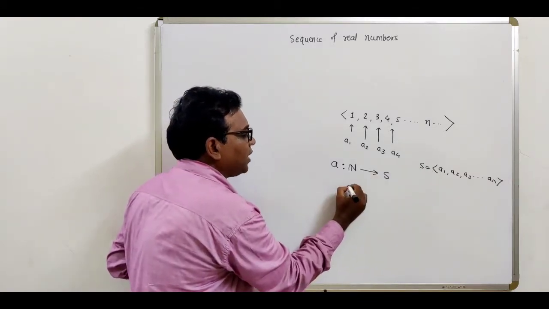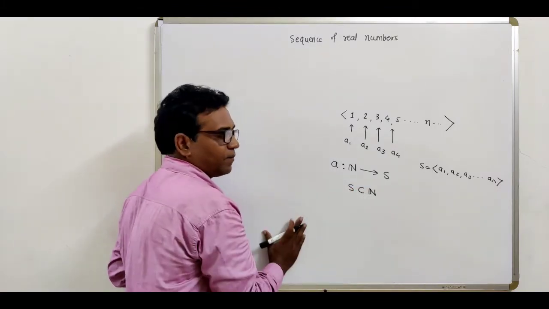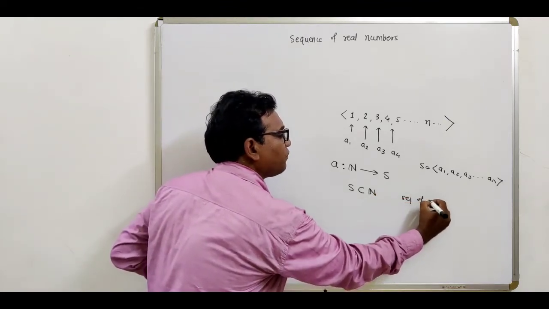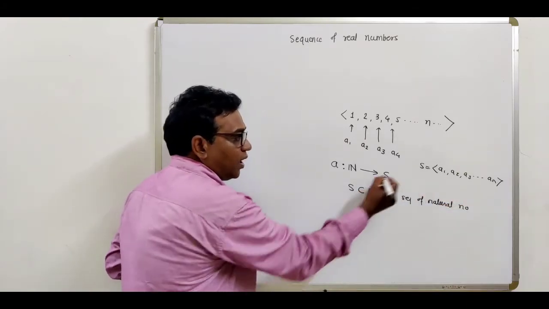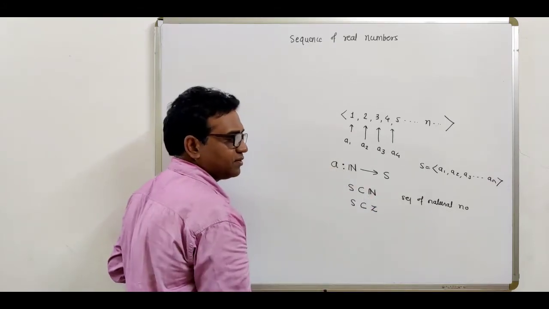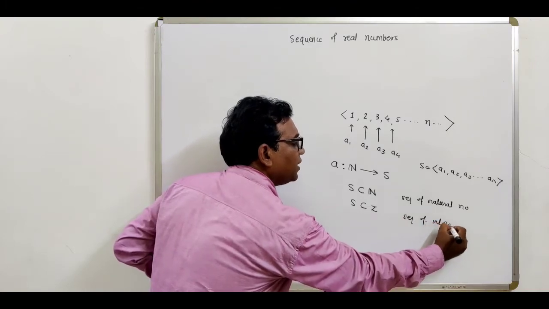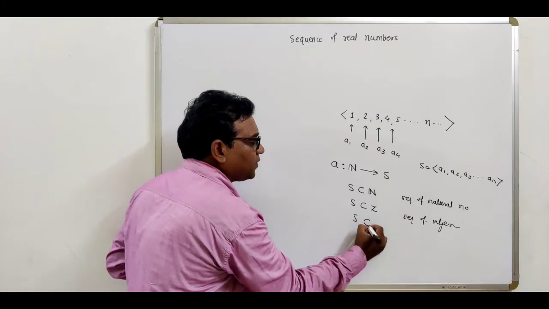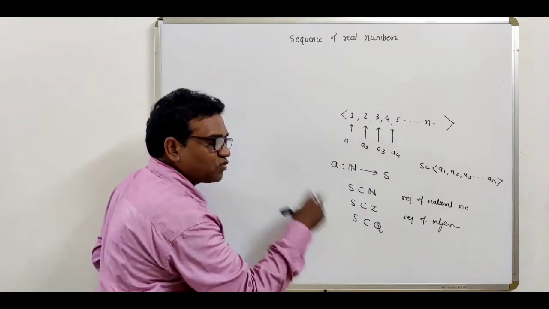Now if this S is a subset of natural numbers, then this sequence is called a sequence of natural numbers. If this S is a subset of integers, then this sequence is called a sequence of integers. If this S is a subset of rational numbers, then this is called a sequence of rational numbers.